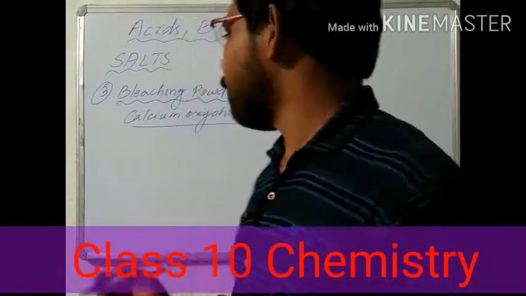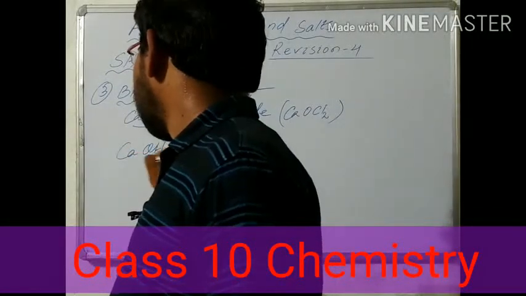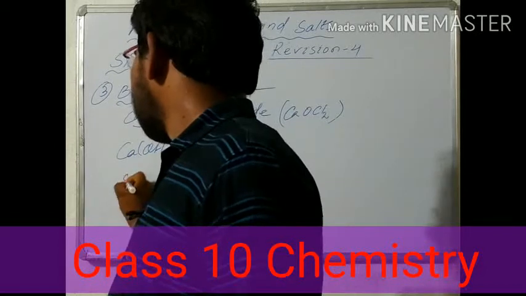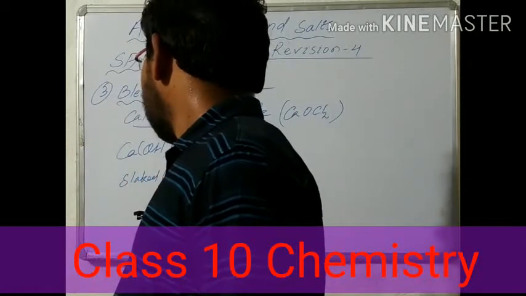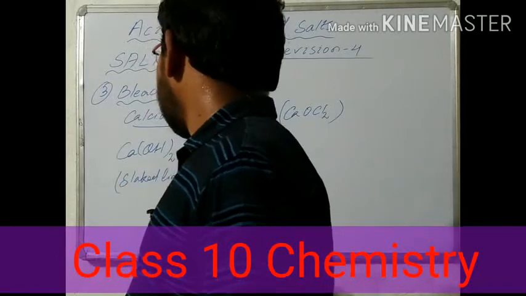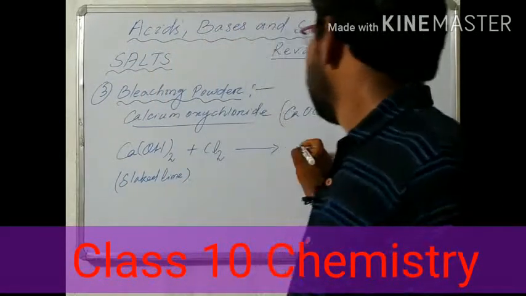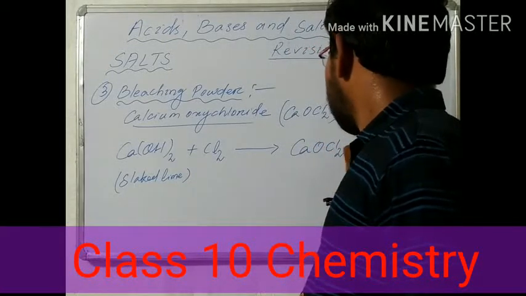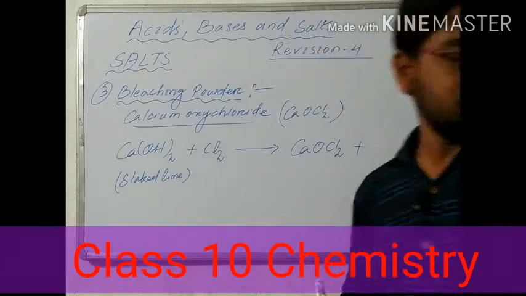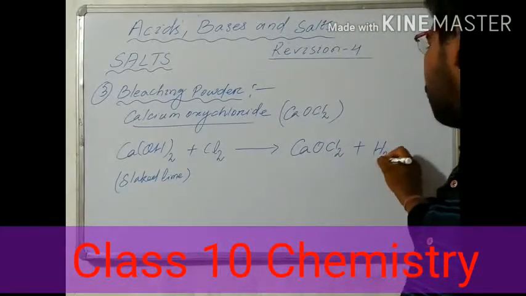What is the formula of slaked lime? It is Ca(OH)2, calcium hydroxide. When we pass chlorine gas, Cl2, into slaked lime, it produces bleaching powder, CaOCl2, plus H2O, water.